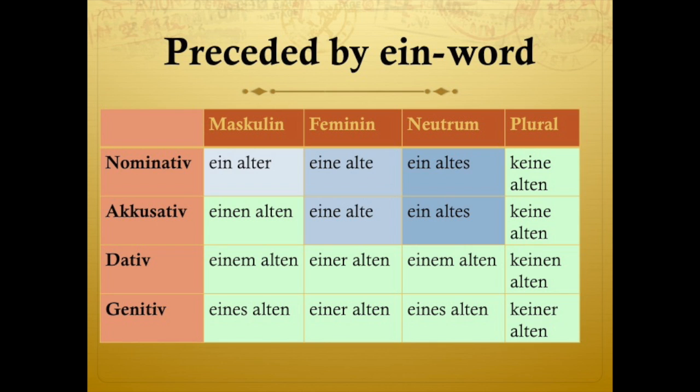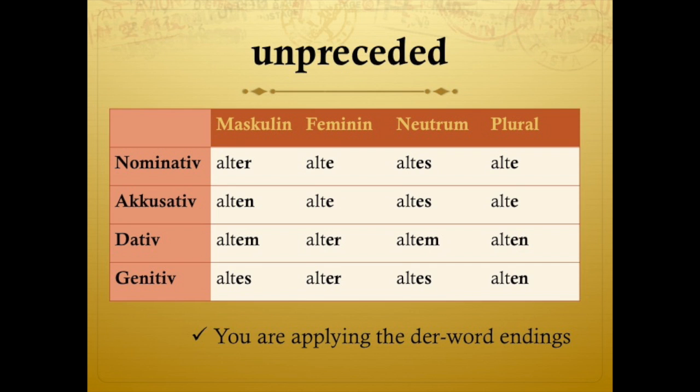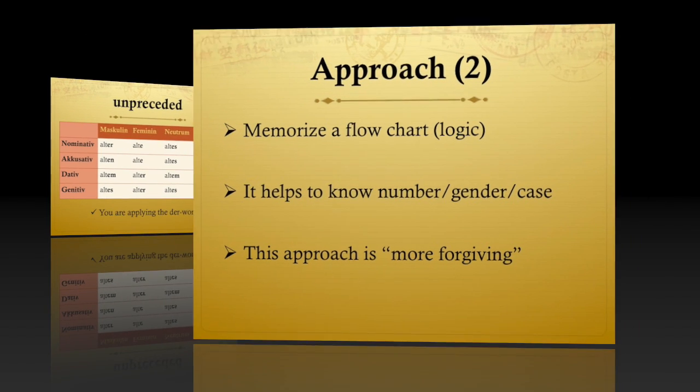And of course, you still need to know your articles. So there's no way around that. Brings us to the unpreceded ones. There you don't need to know articles, but you need to know the endings for the articles because they correlate with how the ending looks like on the adjective. And again, context will tell you if you're using a der word, an ein word, or no article at all when you're using an adjective attributively.